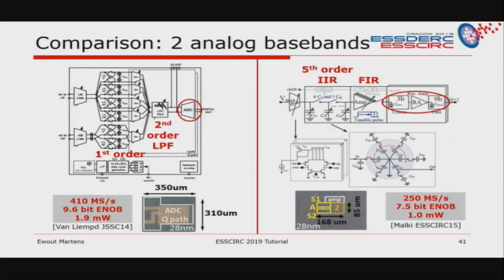So here's a comparison of two analog basebands, of two designs that we made. In the first one we have a 400 mega-sample ADC with almost 10-bit ENOB, and there we can get away with third order filtering. In the right example, we have only 7.5-bit ADCs running at 250 mega-samples, so fewer specifications, and then we need like fifth order IIR filtering plus some FIR filtering to build the same receiver.